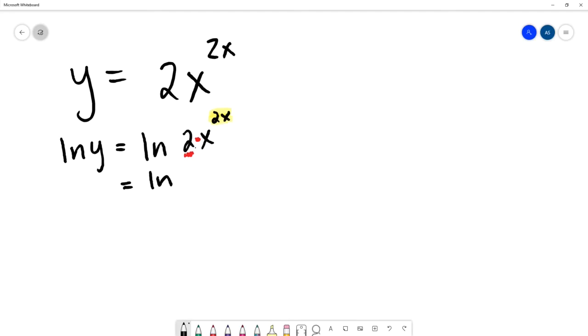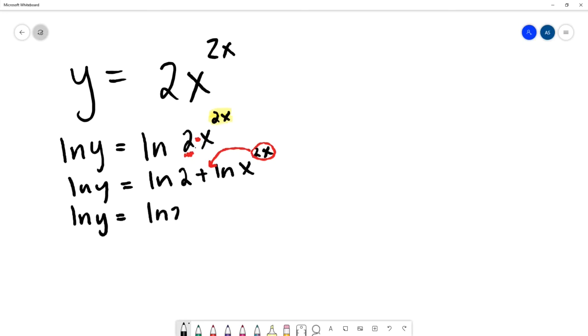This is using the product rule for logarithms. So this is natural log of 2 plus natural log of x to the 2x. And now that we have gotten rid of that coefficient of 2, I can apply the power rule for logarithms, which allows me to take that exponent and move it into the coefficient. So that would give natural log of y equals natural log of 2 plus 2x natural log of x.